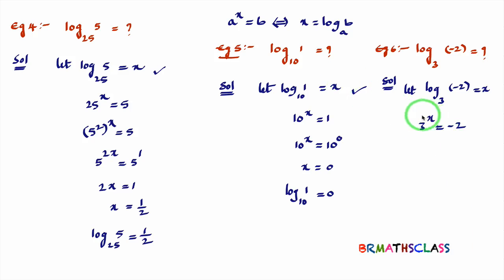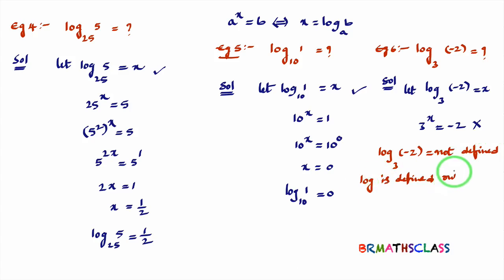I hope you are understanding. You cannot find x such that 3 power x is negative. So what is happening here? It is not defined. We cannot find this value. That means what I am trying to say here, logarithm of minus 2 base 3 value is what? Its value is not defined. Why is it not defined? Because logarithm is defined for positive real numbers only. Log is defined only for positive real numbers.